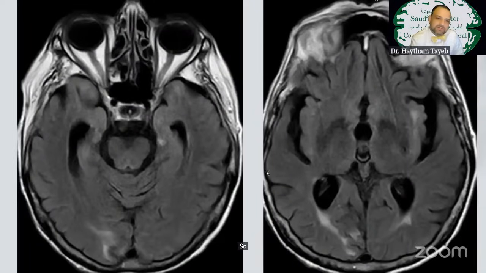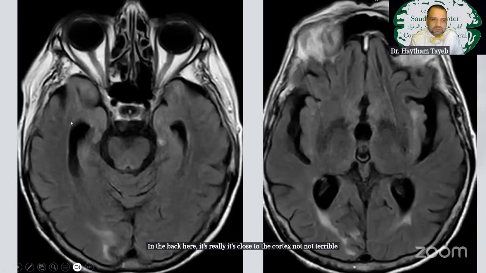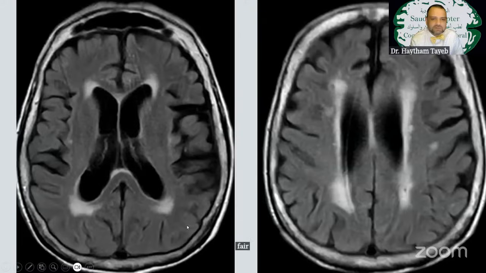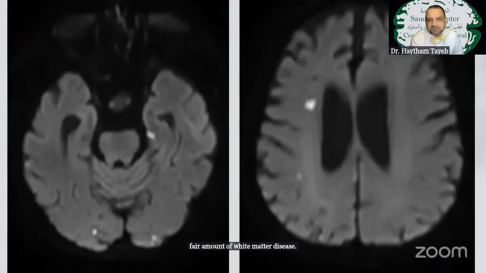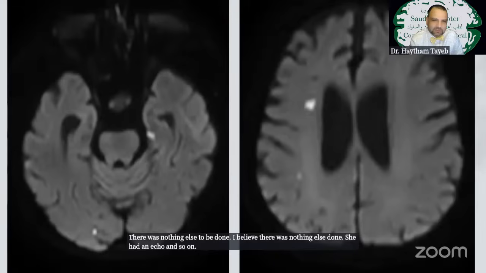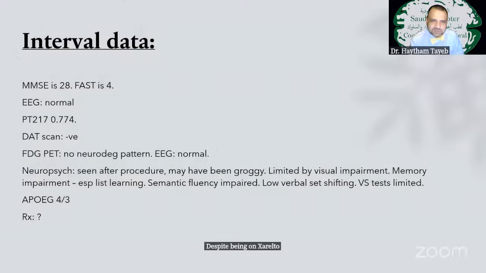So this is her previous stroke in the back here. It's close to the cortex, not terrible. There's a little bit of atrophy mesial temporally, bilaterally, a little up here too. A fair amount of white matter disease. And then diffusion restriction from showering strokes, which made me a little anxious at the time. We had her immediately see stroke and review her anticoagulation, but there was nothing else to be done. She had an echo and so on. She was throwing emboli despite being on Xarelto. But anyway, that was stroke's problem.